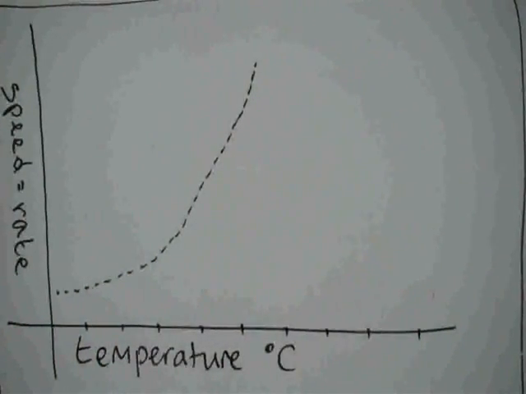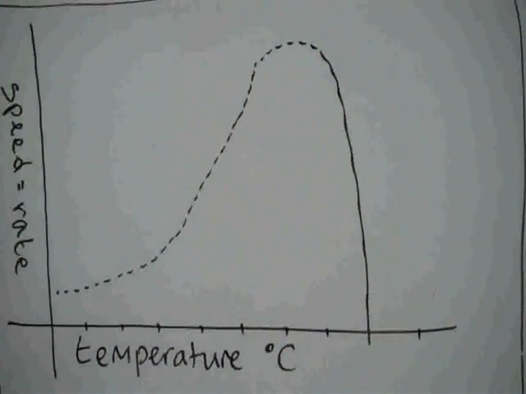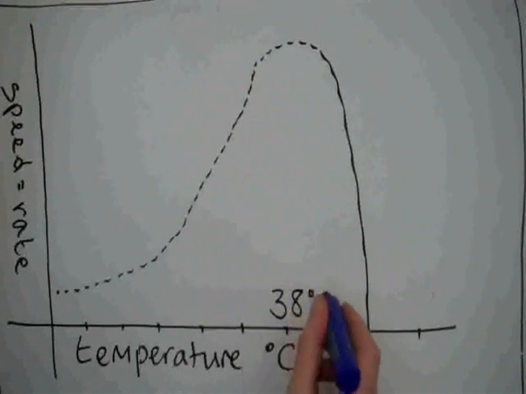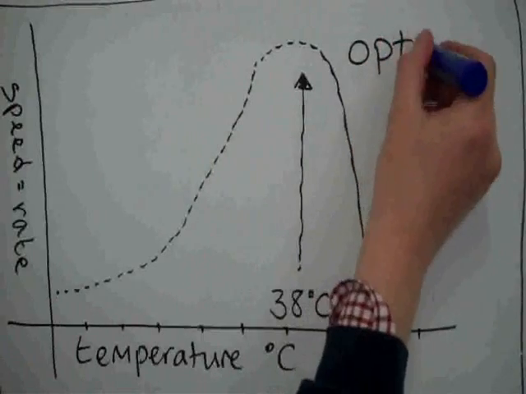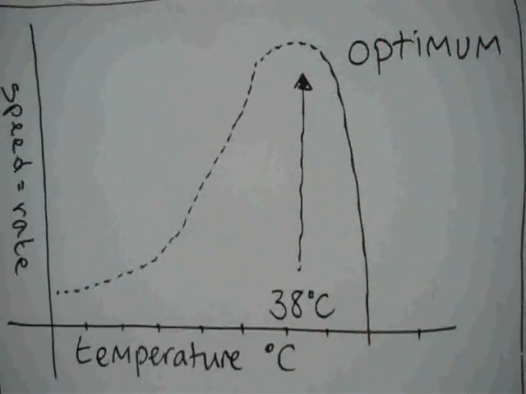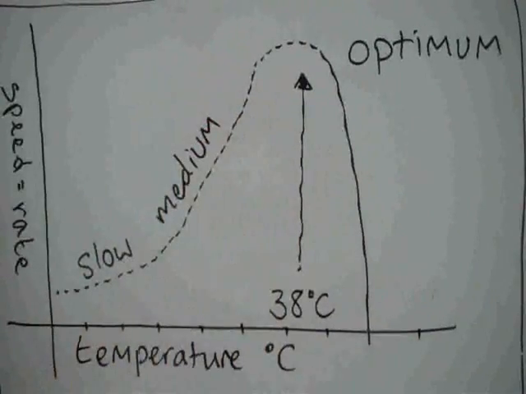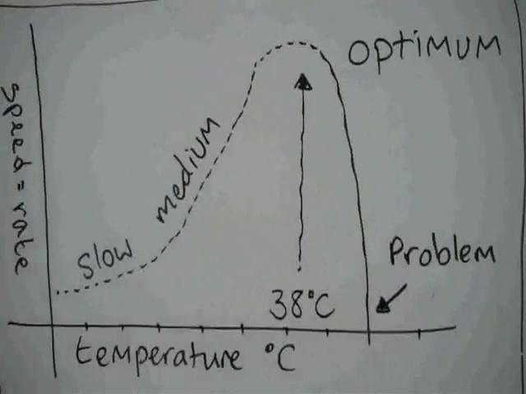Really fast, up there, and then, a complete catastrophe. The enzyme absolutely stops working at high temperature. At that temperature there, for a human enzyme, that's what we call optimum. That's when it's going as fast as it possibly can. Down there it's pretty slow. There it's about medium. But here there's been a disaster. There's been a real problem. Let's find out why.